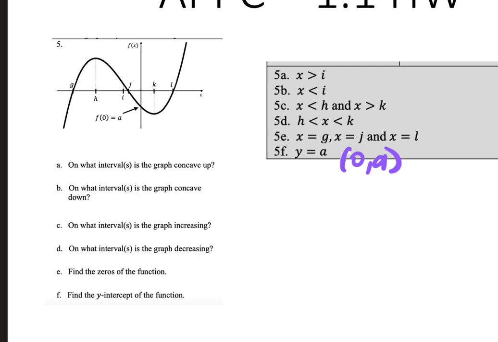Andrew: If you write it I is less than X, is that still the same thing? Is that fine? For 5A? Yeah, for 5A. As long as the sign's going in the right direction, yes. But if it's multiple choice, the X will always be written first like that. You couldn't put J, right?